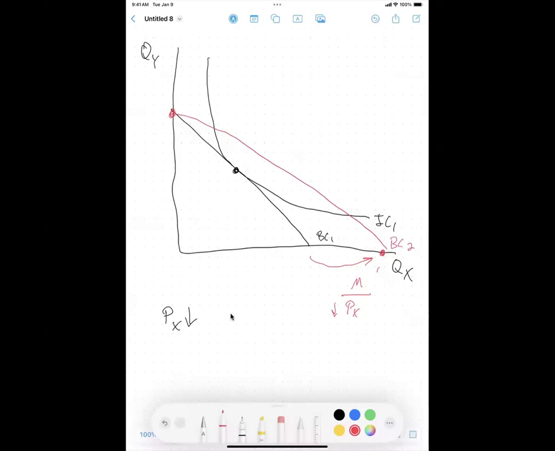In this example, I can get to a higher indifference curve, or a higher level of total utility, once I'm maximizing my utility facing this new budget constraint.